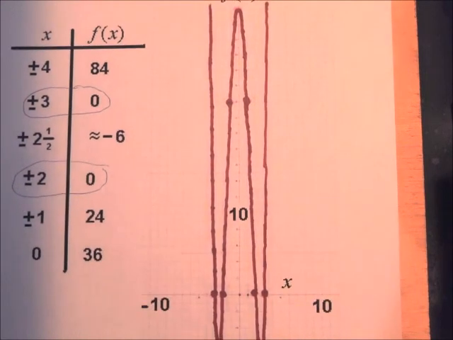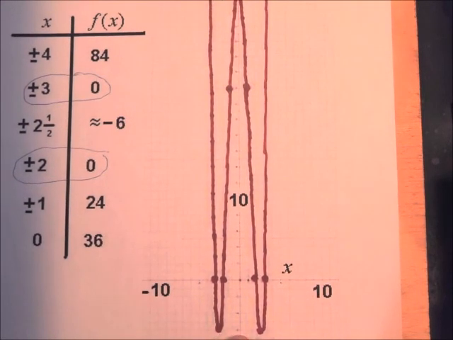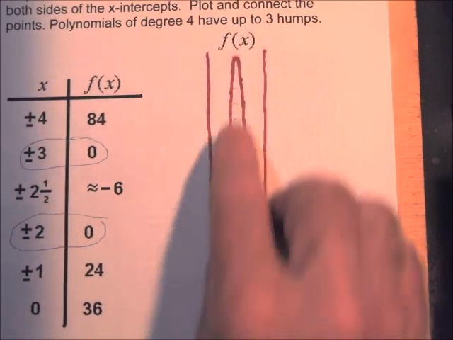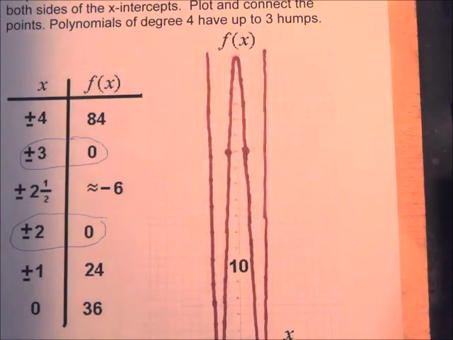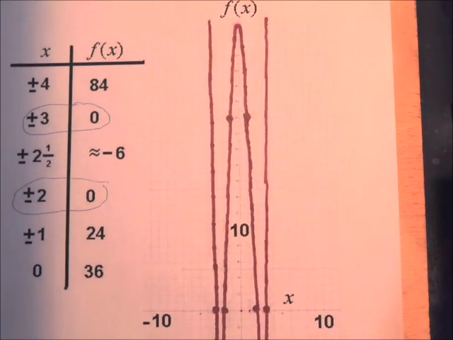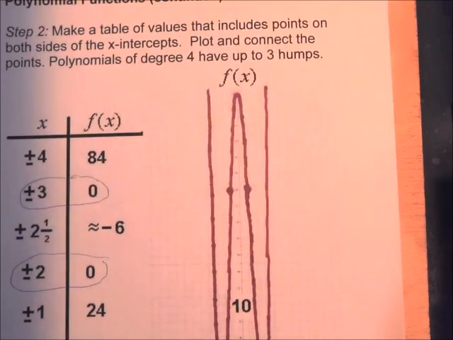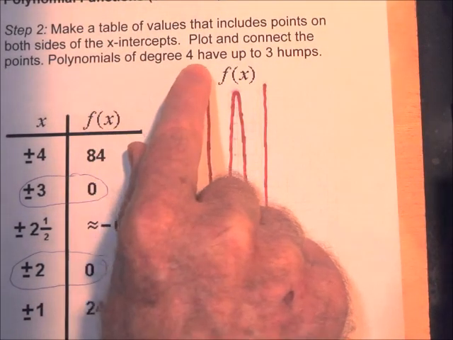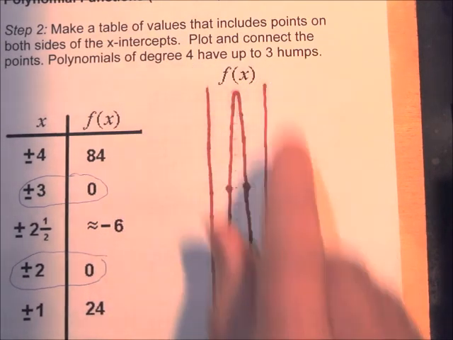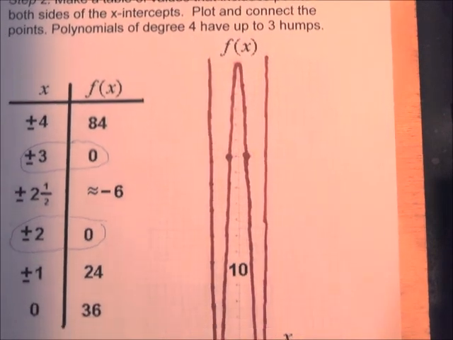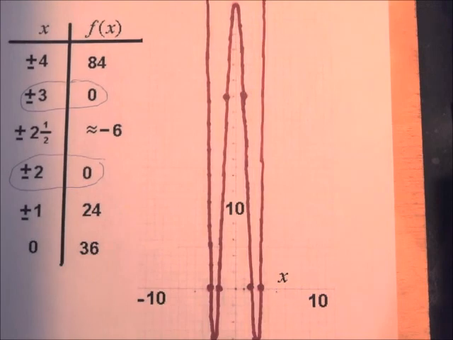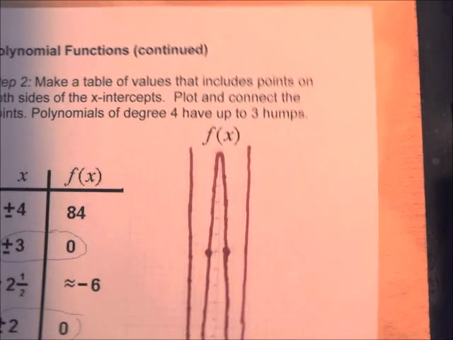Okay, so we notice there's 3 humps here. We have 2 humps here at the bottom and 1 hump here, and so that's our graph. And again, polynomials of degree 4 have up to 3 humps, and we do have 3 humps here, and they have up to 4 x-intercepts. Here we have 4 x-intercepts.